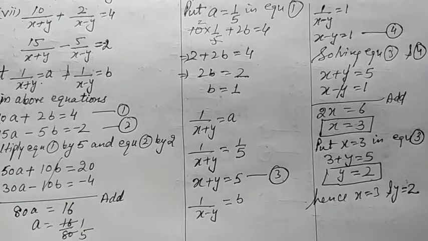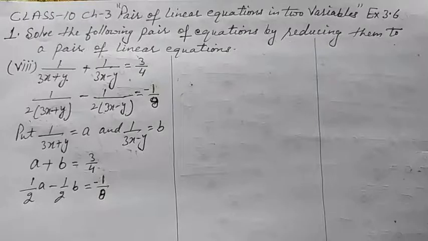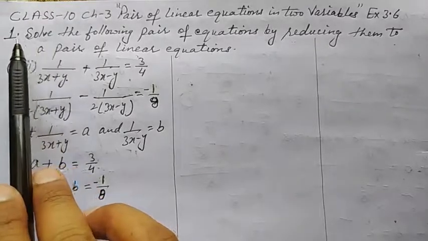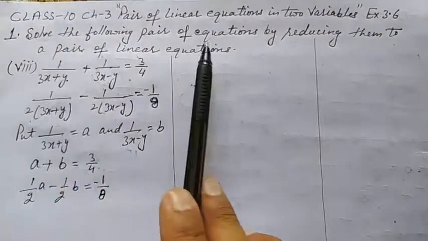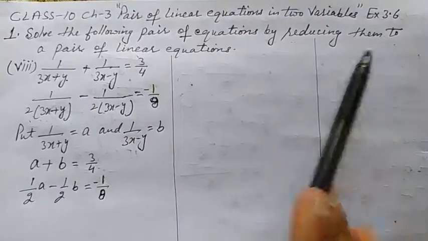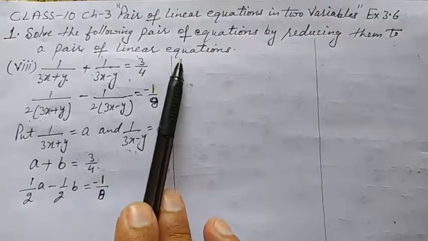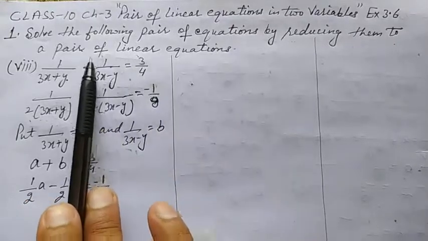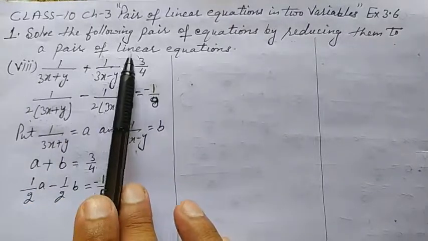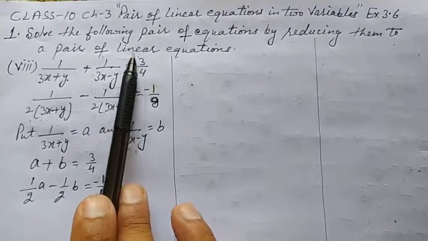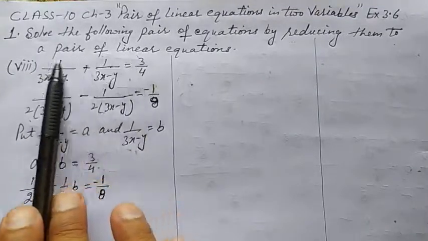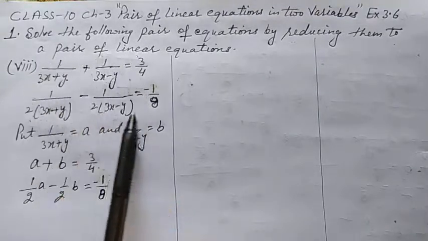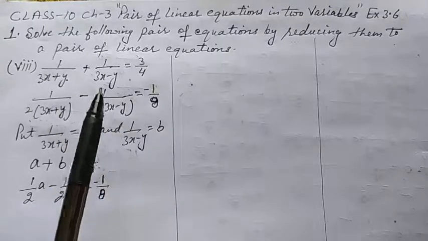So thanks for watching, students. Let's solve this question. The question is, solve the following pair of equations by reducing them to a pair of linear equations. So this pair of equations is given and we need to change this into a pair of linear equations first. So this is not already in linear equation form. So we have to change this pair into a linear equation form, then we will solve this.